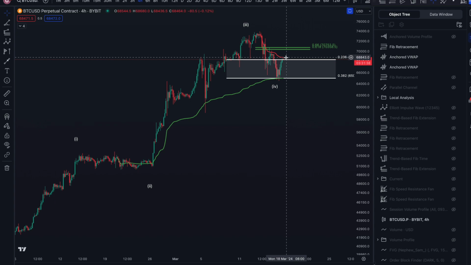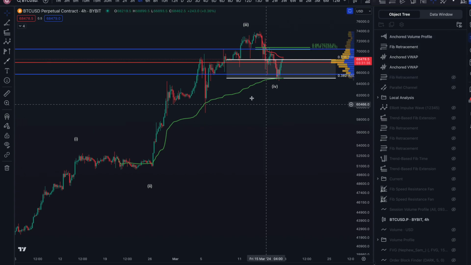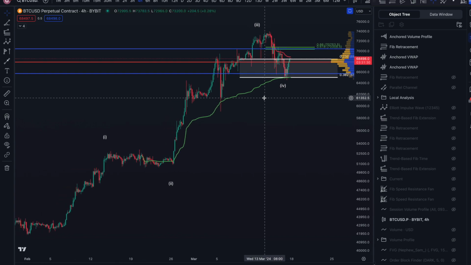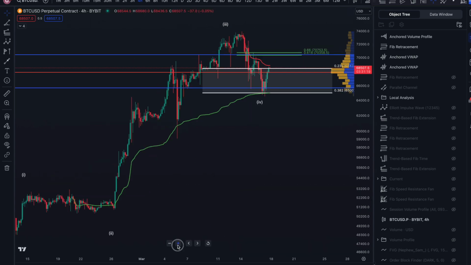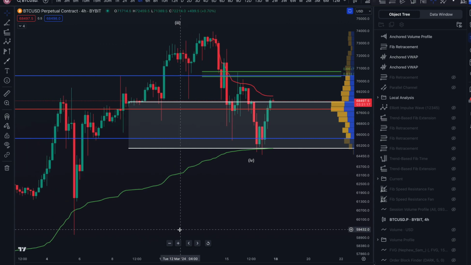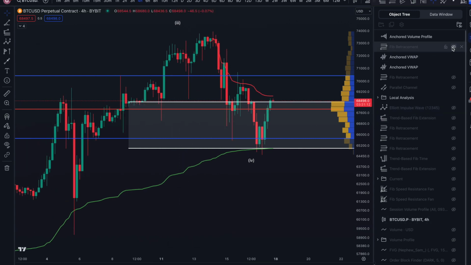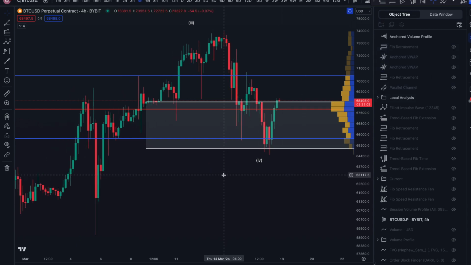Another thing I definitely look at as well is the volume profile. I take it from a major swing high or swing low. For example, in this instance, I think I took it from the top here of the range. So when I look at this, I'll take off just the fib retracement and the VWAPs. Now what does this tell me here?